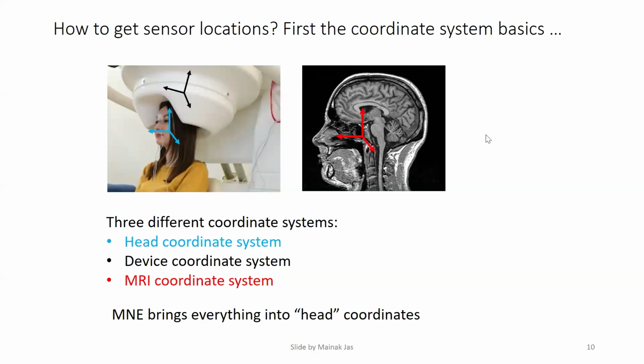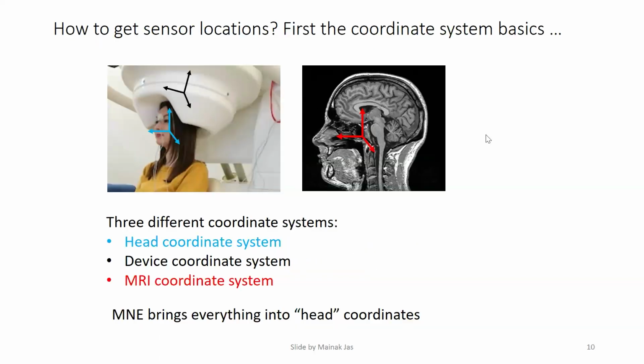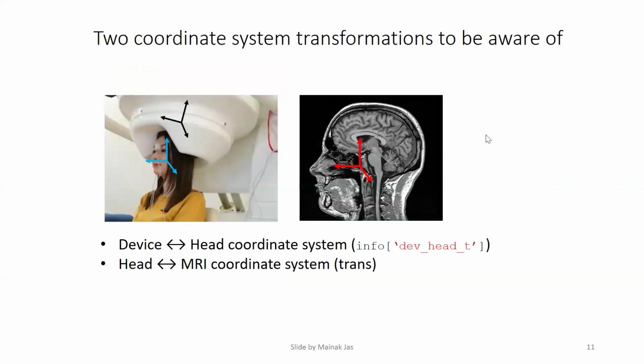And what MNE does when you do source localization, it brings everything into head coordinates, and then everything works magically. So, because it brings everything into head coordinates, you need to bring everything from these 2 other coordinate systems to the head coordinates. So you have the device to head transform, which is in the info, and the head to MRI transform, which is also standard procedure to do this.